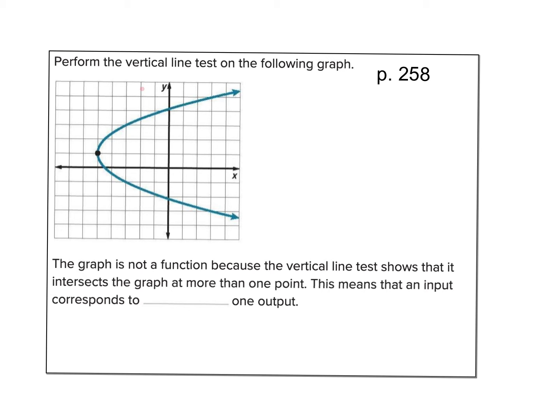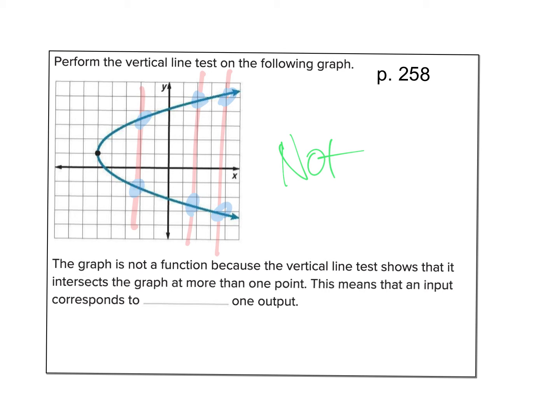So basically, I'm going to draw a vertical line. I can draw one here, one here, one here. On each of those vertical lines, it should only cross once. Well, here it crosses once, twice. Here it crosses twice, here it crosses twice. So this is not a function. This graph is not a function.